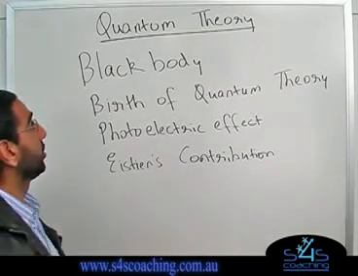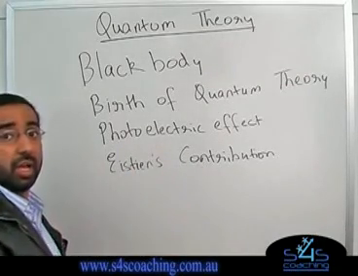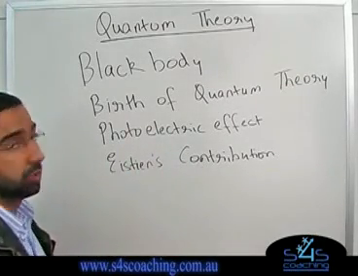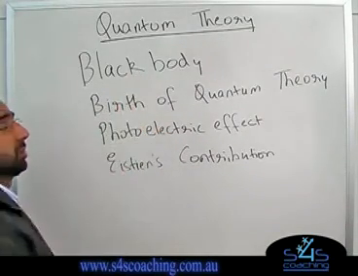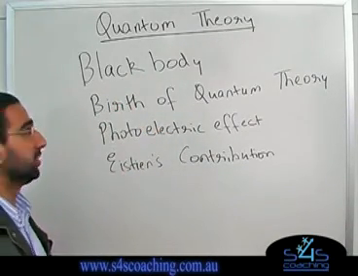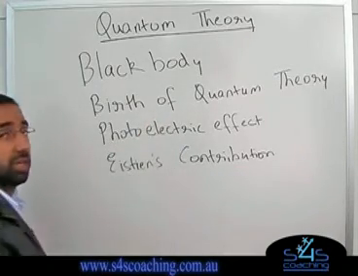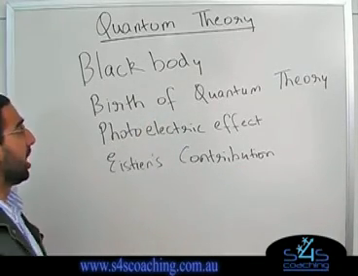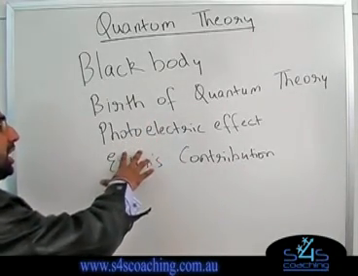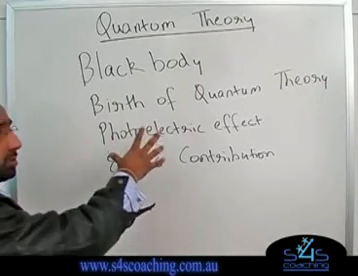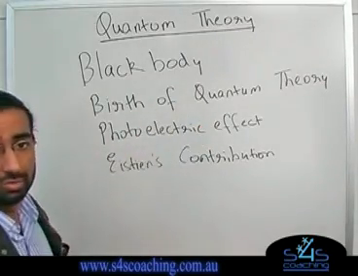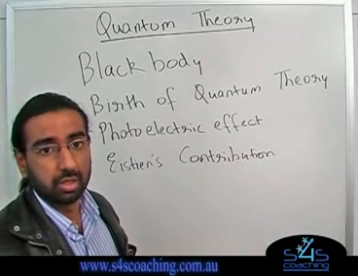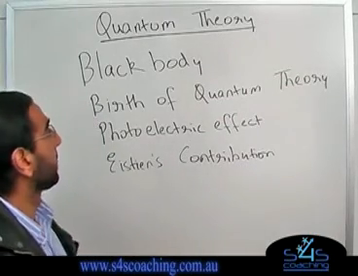Hi, today we're going to be having a look at quantum theory, and specifically I'll be walking you through what a black body is, the problems with the black body including UV catastrophe, the birth of the quantum theory as stated by Planck, the photoelectric effect, and then Einstein's contribution to the quantum theory as he applied it to explain the photoelectric effect.